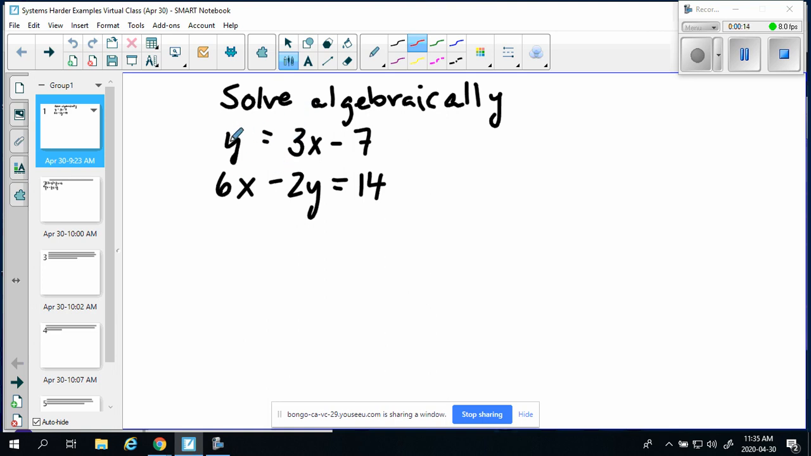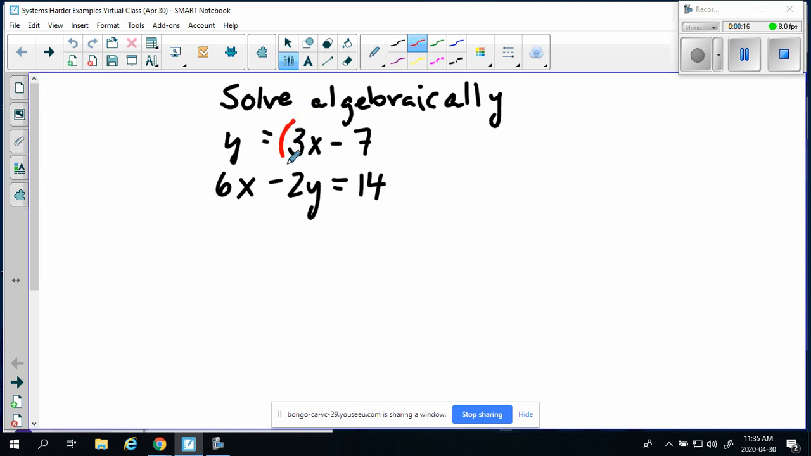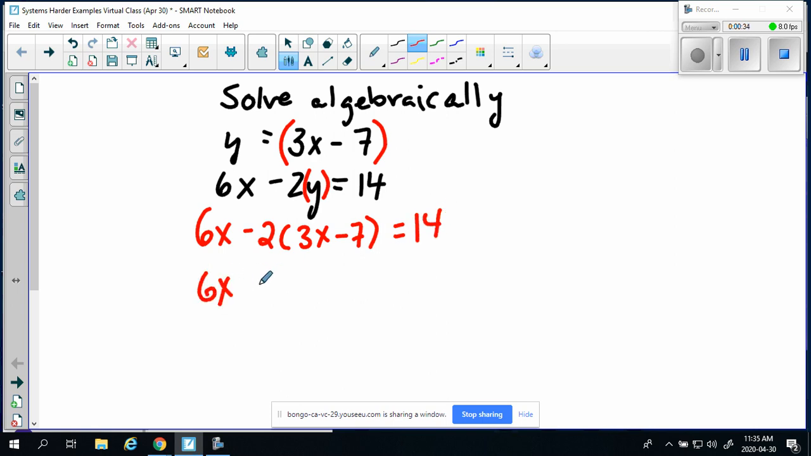So my plan is, once I've isolated y, I'm going to take this piece and put it in here. Why? Because then I can get an equation with only x's in it, and then the y's are not there anymore. So 6x minus 2(3x minus 7) equals 14. So 6x minus 6x plus 14 is equal to 14. So I can subtract 14 from both sides.